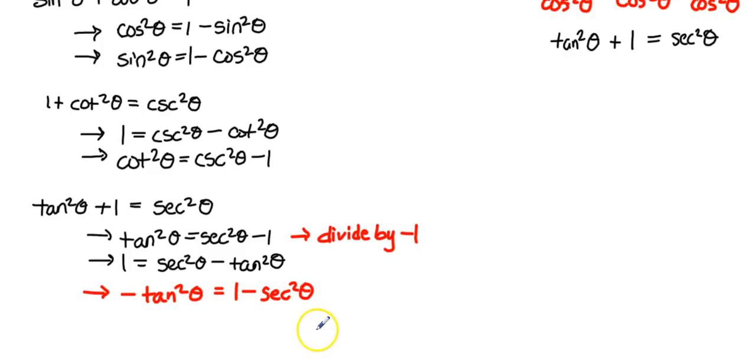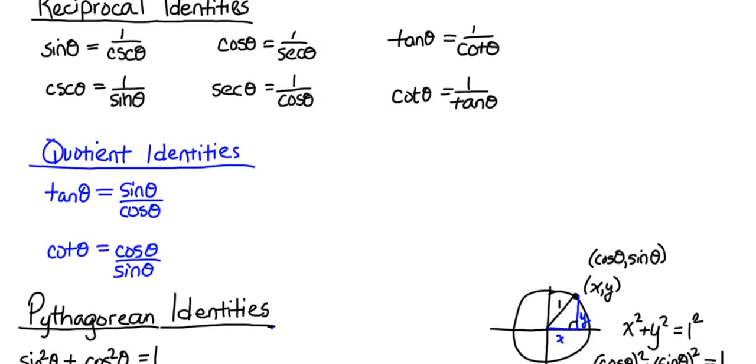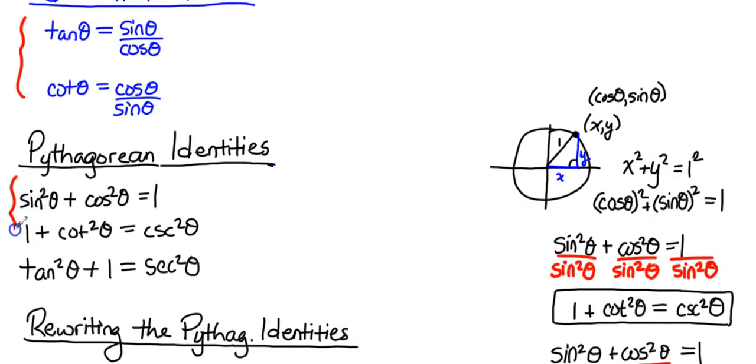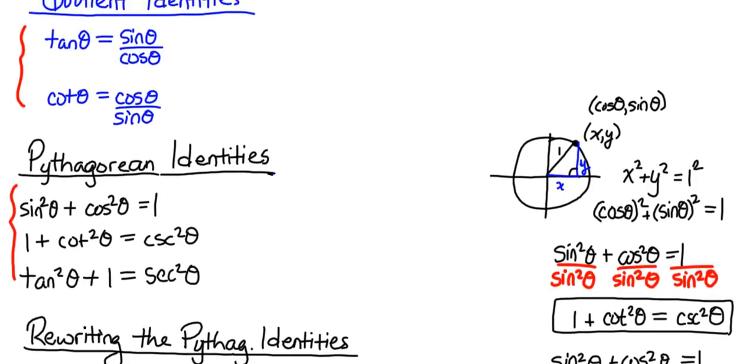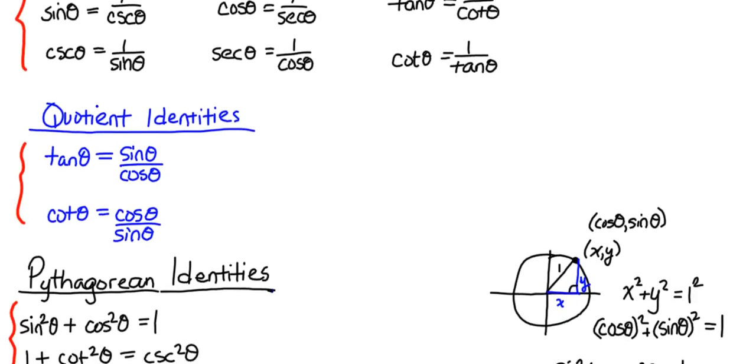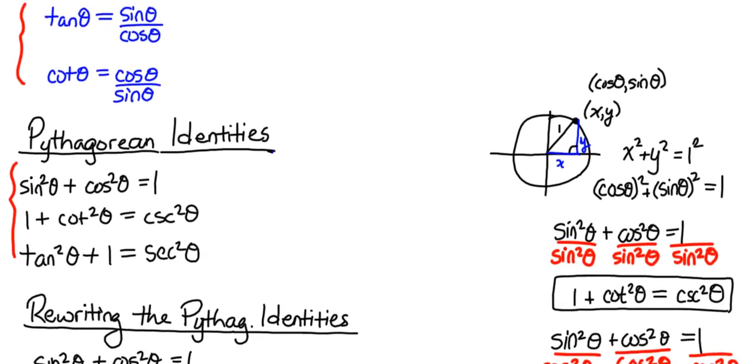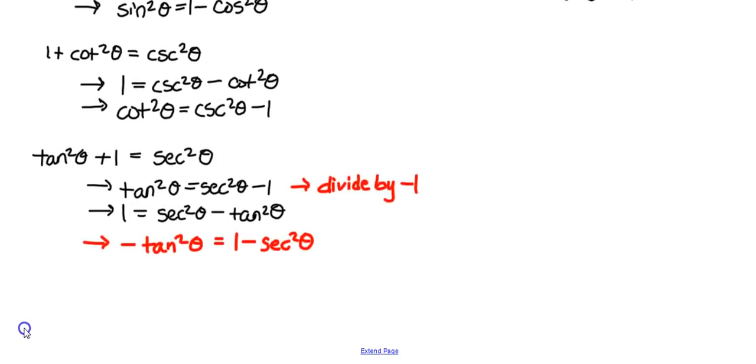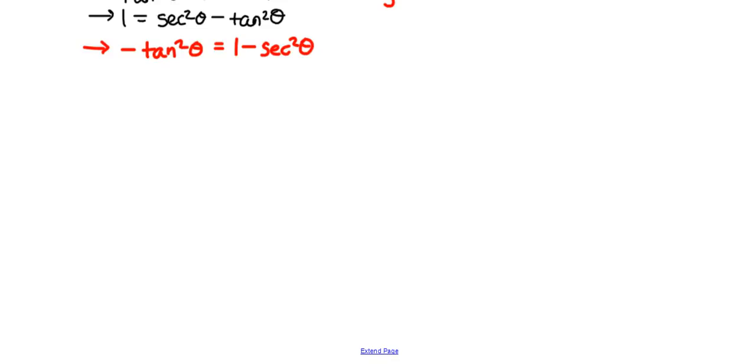So these would make great flashcards. I would absolutely recommend that we make flashcards of these 6 reciprocal identities, these 2 quotient identities, and these 3 Pythagorean identities. And over time, we will absolutely develop a comfort level with working with them. But for right now, flashcards would be great if we're in doubt. Let's get into some examples. So this is going to be simplifying examples.